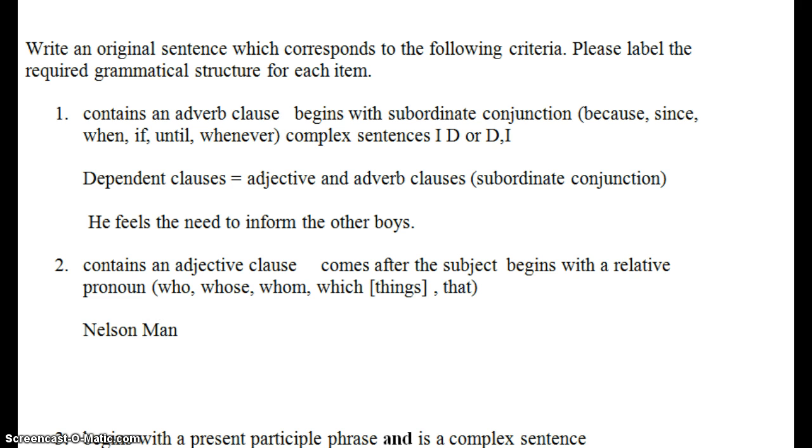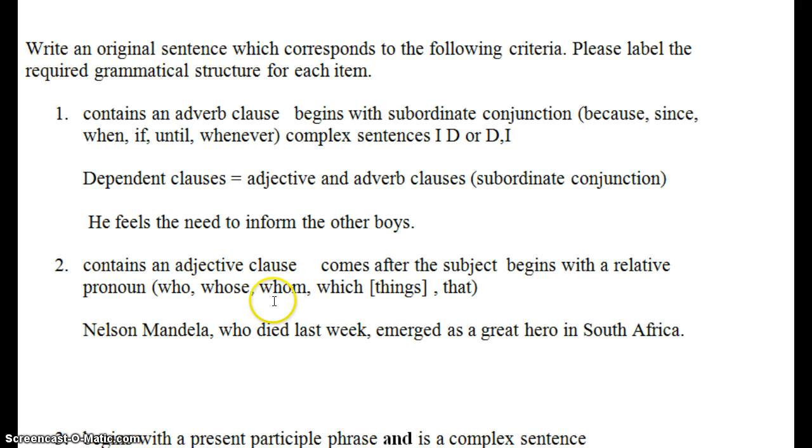And we'll take it out of current events. Nelson Mandela, who died last week, emerged as a great hero in South Africa. So this right here is our adjective clause, and here's our independent clause. And again, we'll have commas around it. So if I deleted the adjective clause, I would still have a complete sentence: Nelson Mandela emerged as a great hero in South Africa.